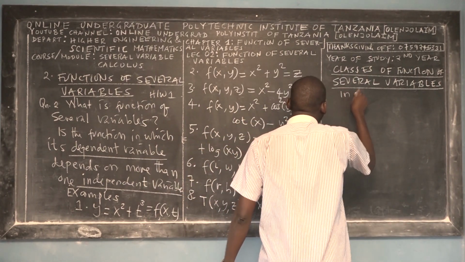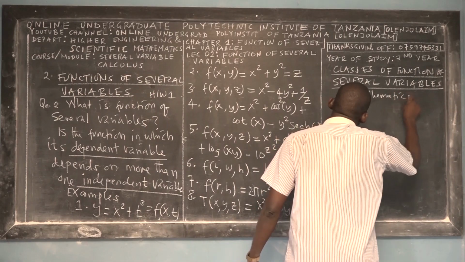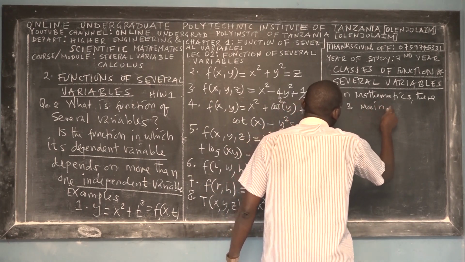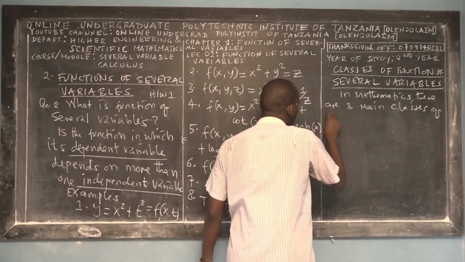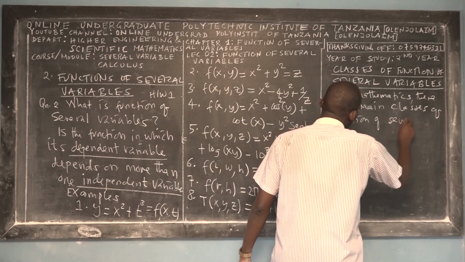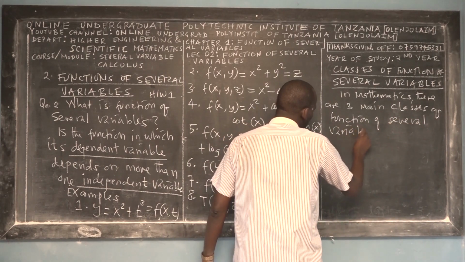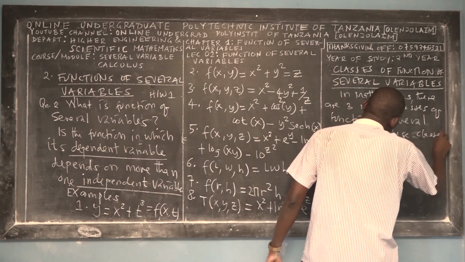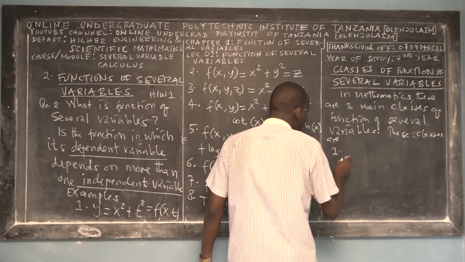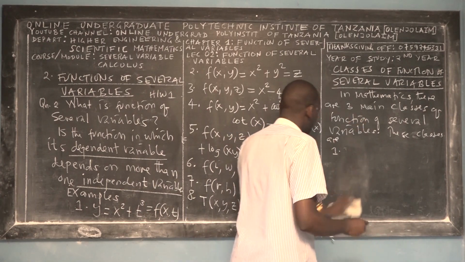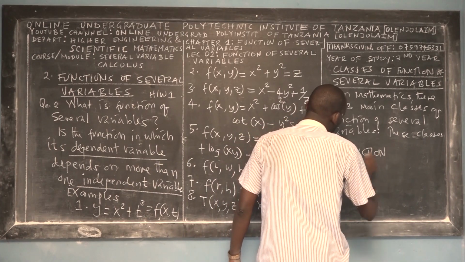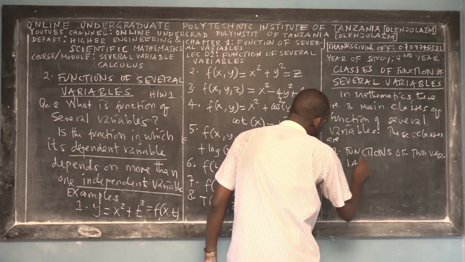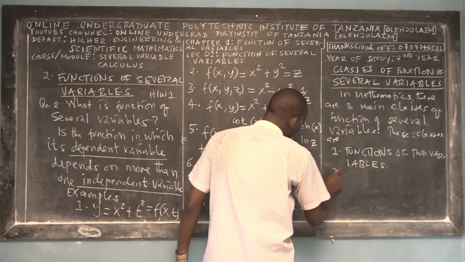So in mathematics, whether engineering mathematics or pure mathematics, we say that there are three main classes of functions of several variables. The first one we call functions of 2 variables. Don't worry, we're going to solve so many questions. Functions of 2 variables.